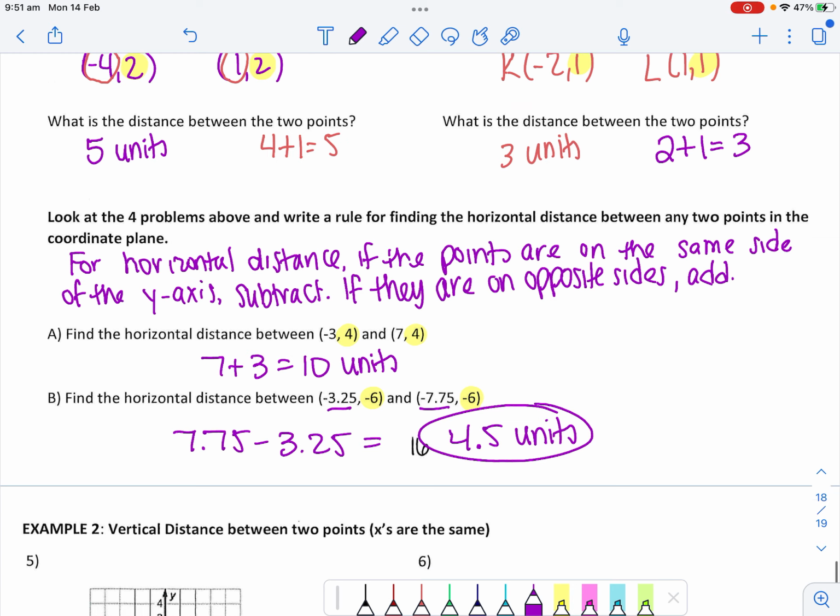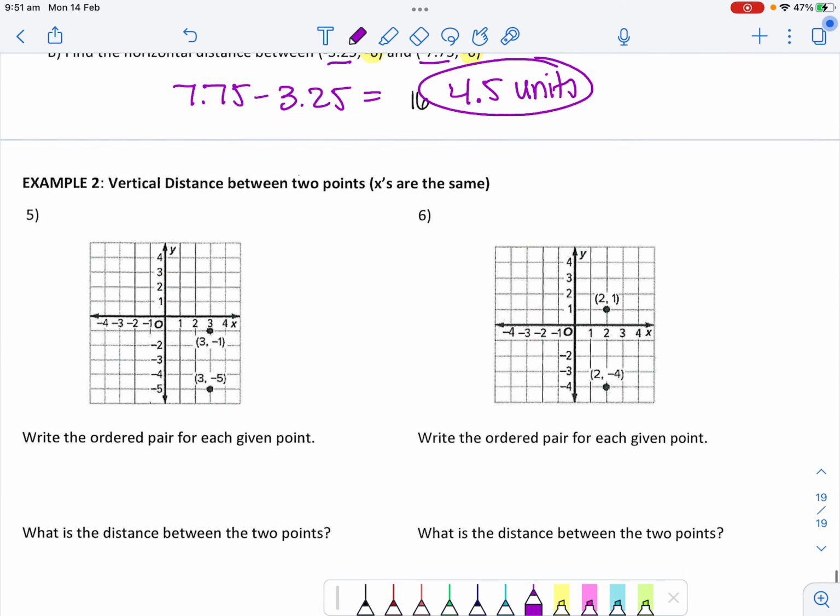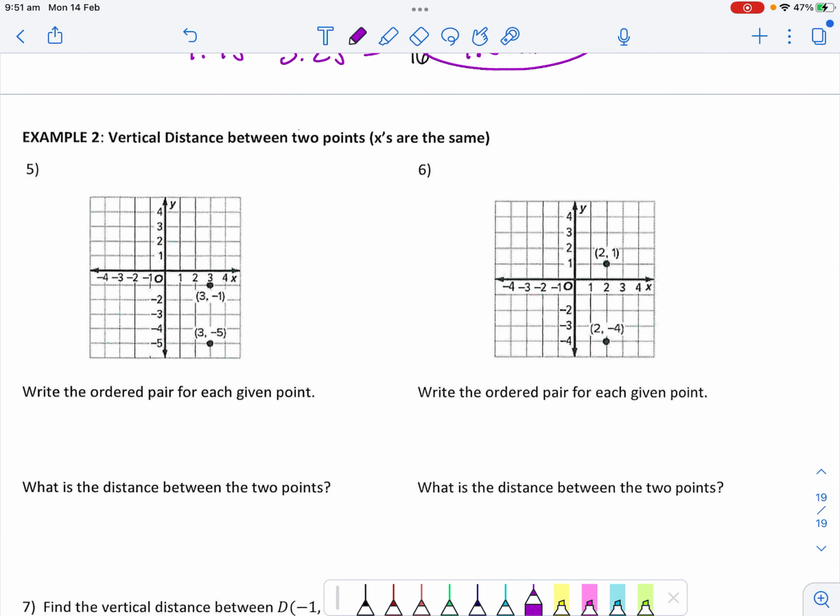In example 2, we're going to be finding vertical distance. This is going to look more similar to something that we did earlier this chapter with the bird and the person swimming underwater. But now again, we're going to look at same side of the axis, opposite sides of the axis. So this one, I can count the boxes again. So 1, 2, 3, 4. So we know it's going to be 4 units.